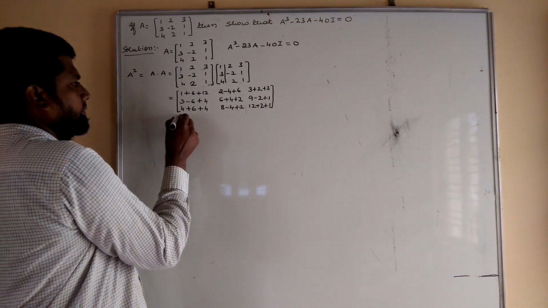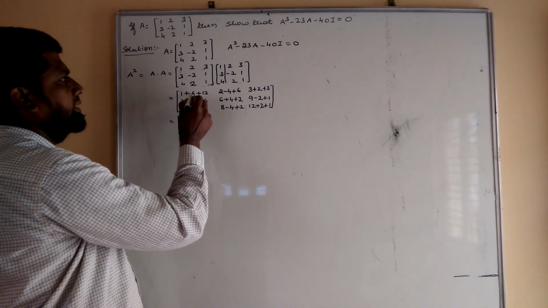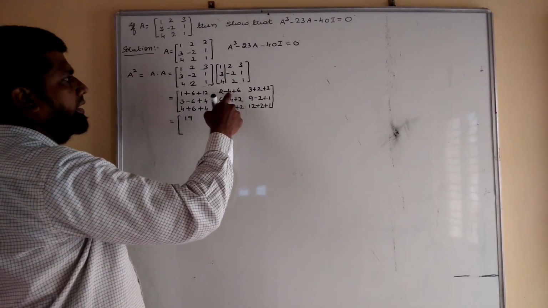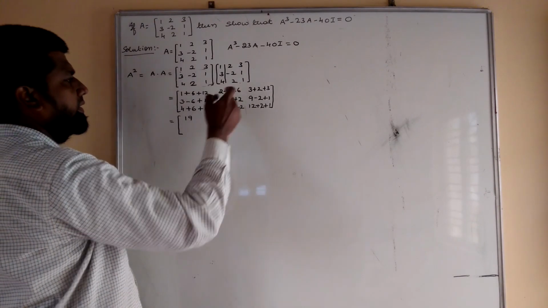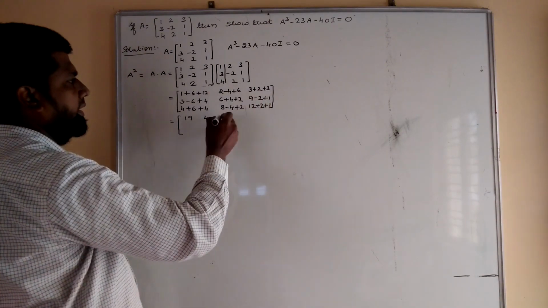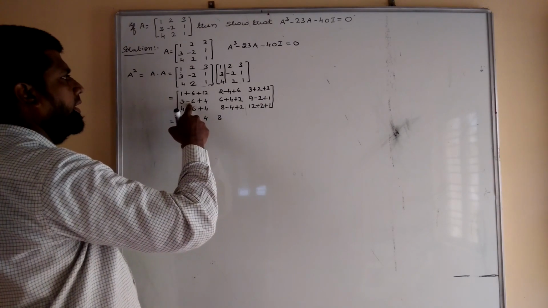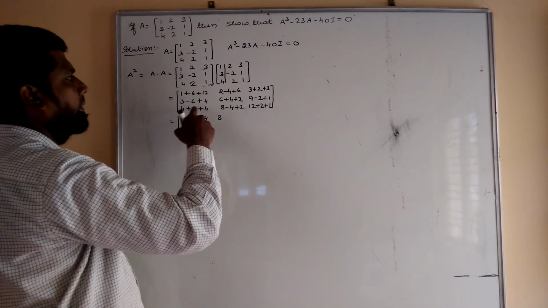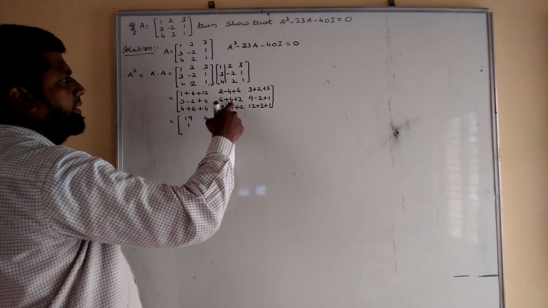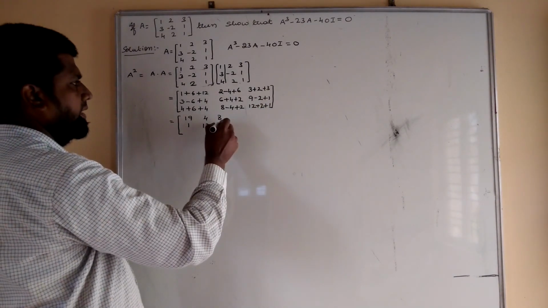So if you add this: 1 plus 6 is 7. 7 plus 12 is 19. Then 2 minus 4 is minus 2. Minus 2 plus 6 is plus 4. 3 plus 2 is 5. 5 plus 3 is 8. So 3 minus 6 is minus 3. Minus 3 plus 4 is 1. 6 plus 4 is 10. 10 plus 2 is 12. 9 minus 2 is 7. 7 plus 1 is 8.